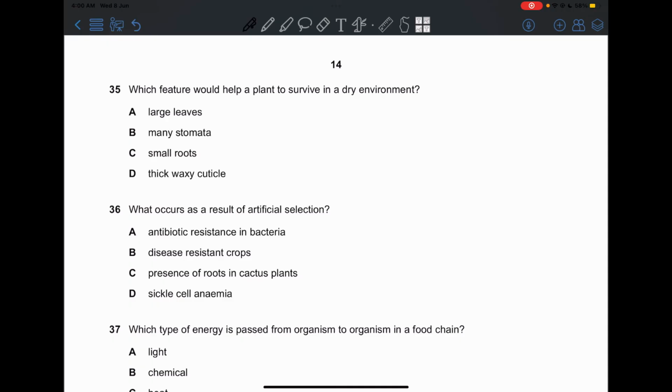C, small roots. Now this is very incorrect because small roots will not allow the plant to absorb the water efficiently. So our only answer is going to be D, because thick waxy cuticles will increase the diffusion distance, so there is minimized transpiration.